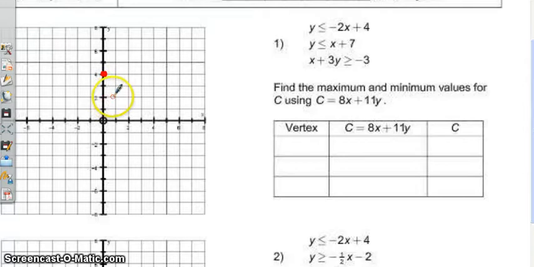Down. Down 2, right 1. All right. As I graph it, is that going to be solid or dotted? Which is it? Solid. Why? Equal sign there, right? So it's solid. All right, so we're going to solid that in.